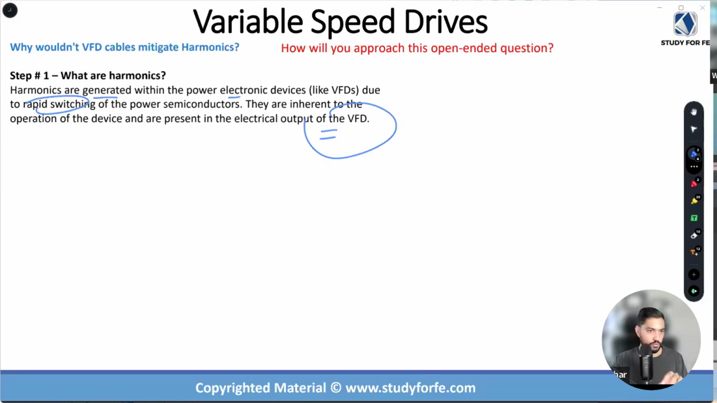So what is the source of the problem? What is the source of harmonics? It's switching. And switching is inevitable because we have UPSs, we have VFDs, we have a lot of other electronic devices, right? For which it is very, very important. So that's our starting point.